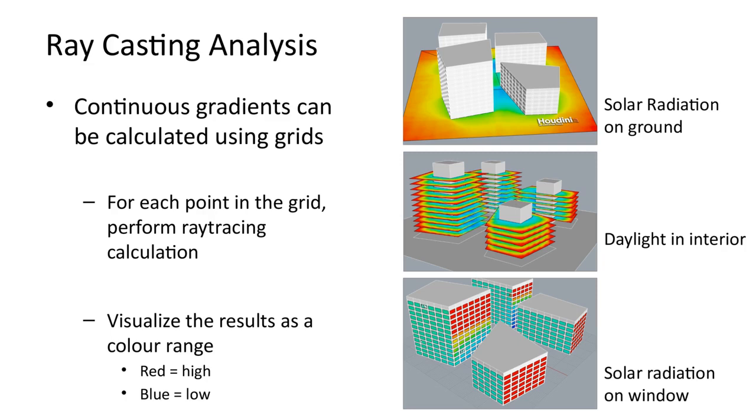The second calculates daylight on the inside of a fully glazed building. Rays are cast from each grid cell towards the sky dome. The third calculates solar radiation on a set of windows. It is similar to the previous examples. Rays are cast from each window centroid towards the sun paths.